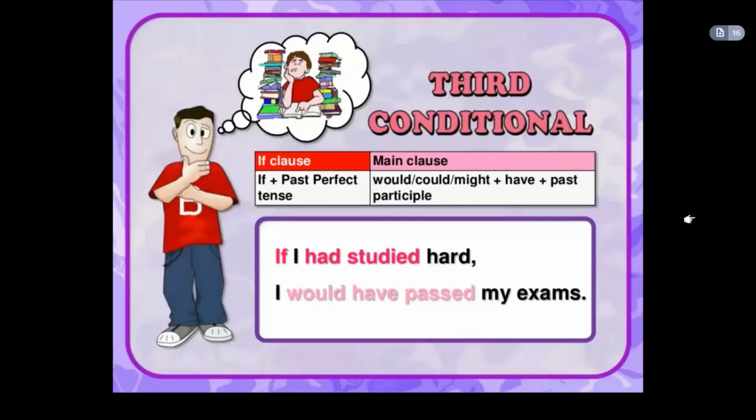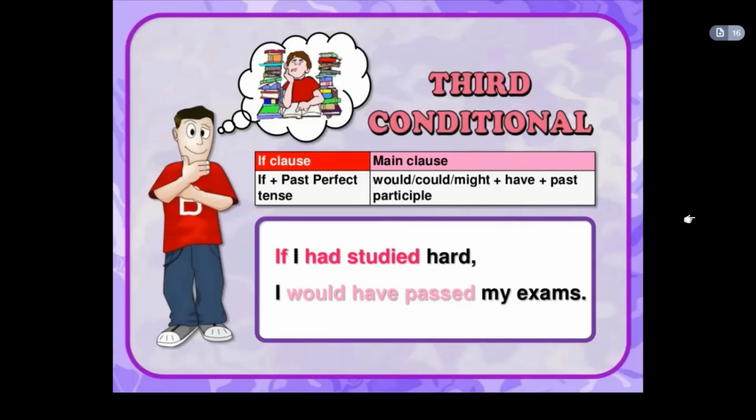The third conditional. We make the third conditional by using the past perfect after if, and then would have and the past participle in the second part of the sentence. If clause: if plus past perfect tense; main clause: would, could, might plus have plus past participle. It talks about the past. It's used to describe a situation that didn't happen and to imagine the result of this situation.